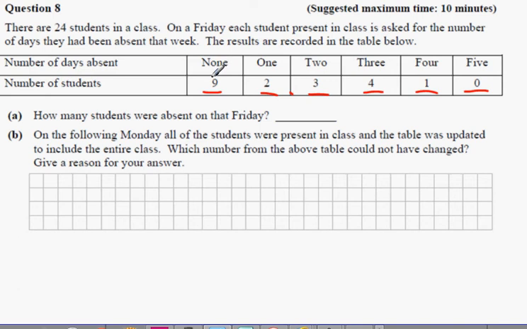This is interesting. So how many students were absent? Because if there's 24 people in the class and it goes 11, 14, 18, 19. Okay? So 19 students are in out of 24. How many are absent? 5. The following Monday, all the students were present in class and the table was updated to include the entire class. Which number from the above table could not have changed? Okay. So which number could not change? Yes, Brian?